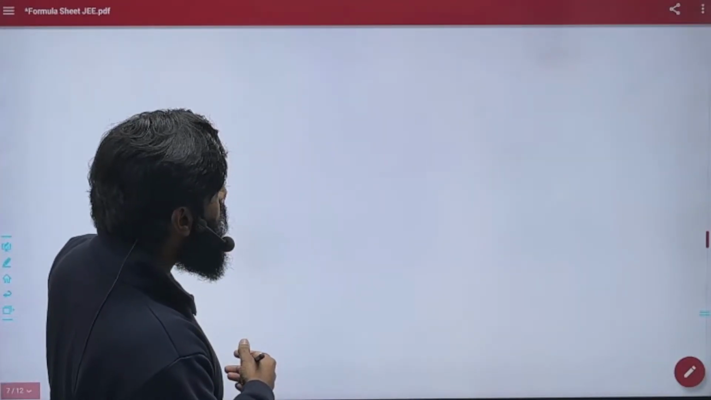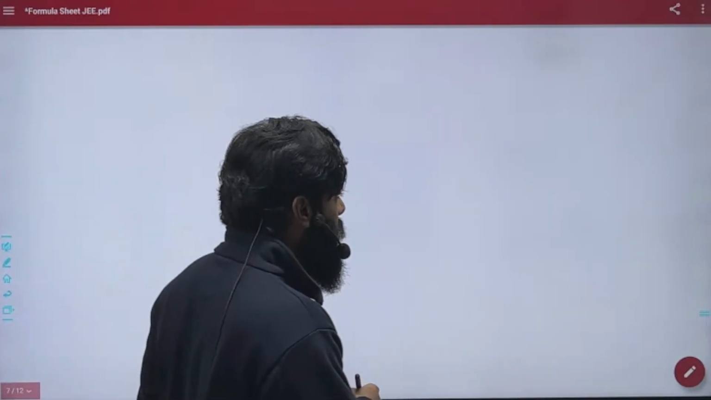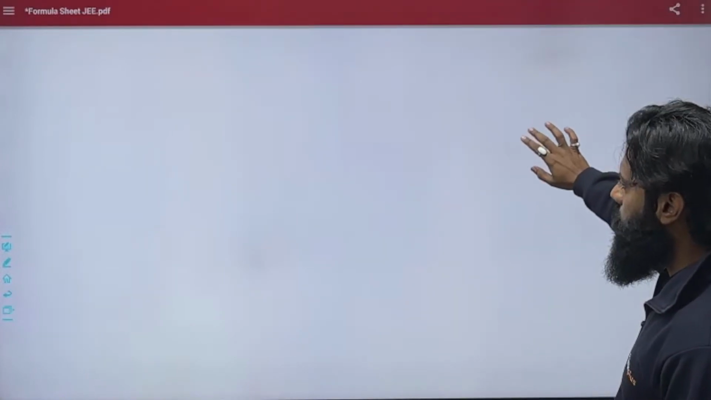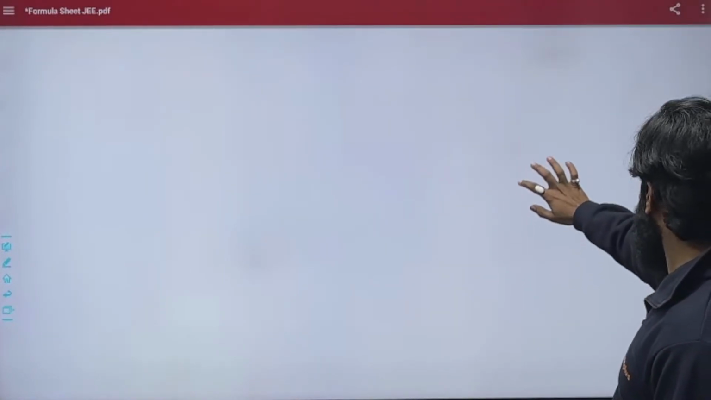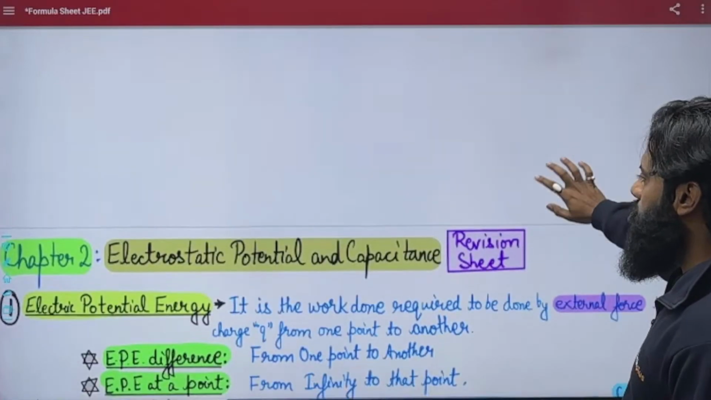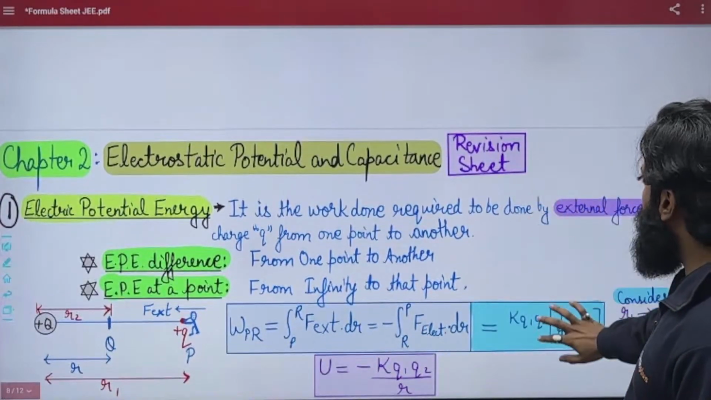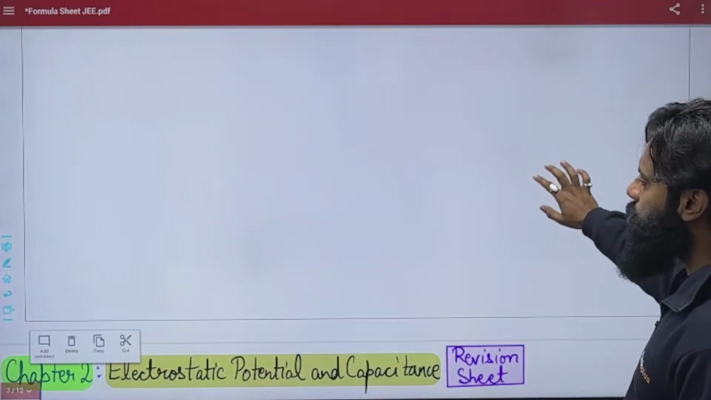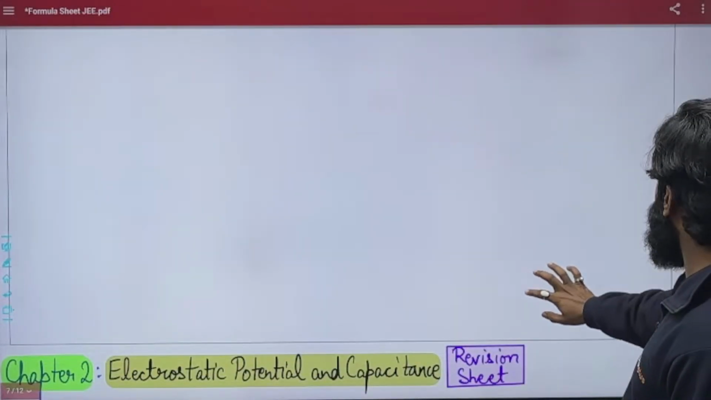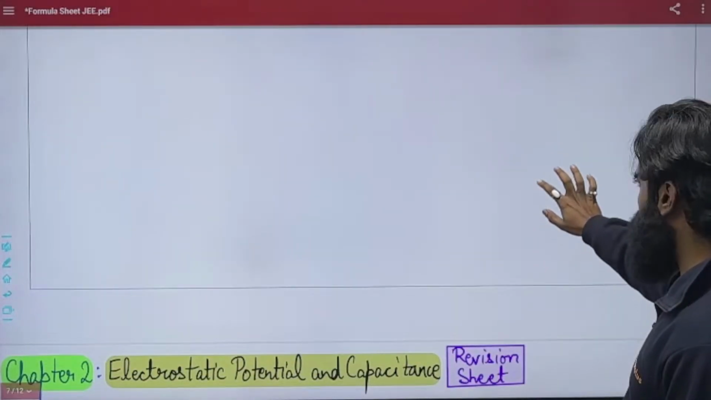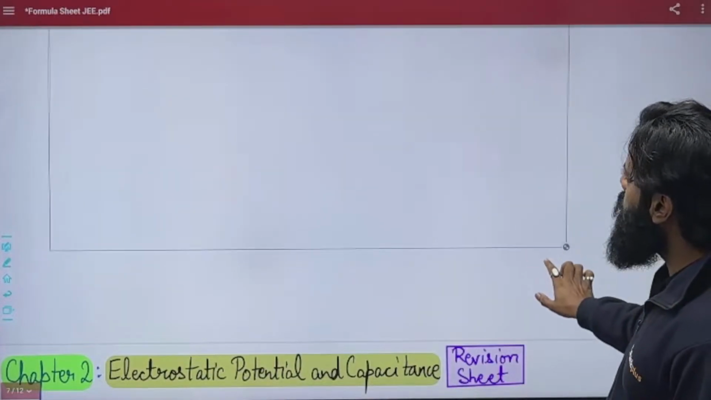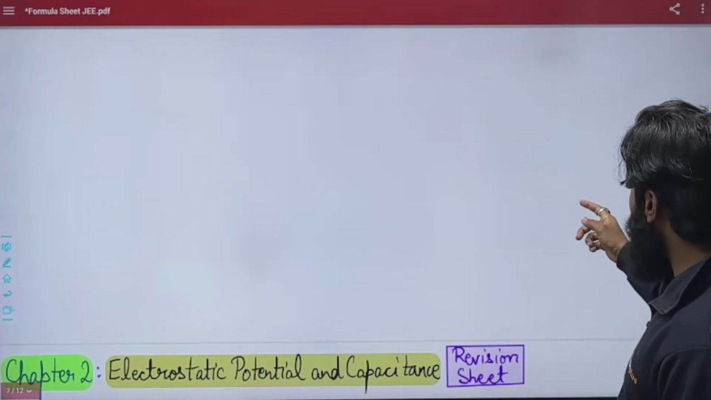Why is it not showing? It's hanged again. This page is not coming. This page is not visible.